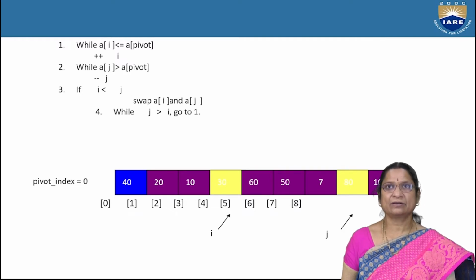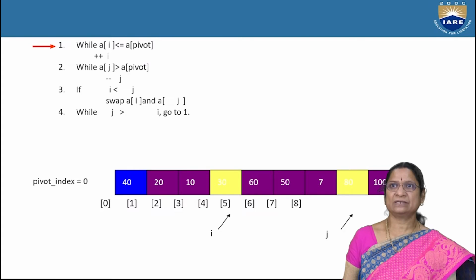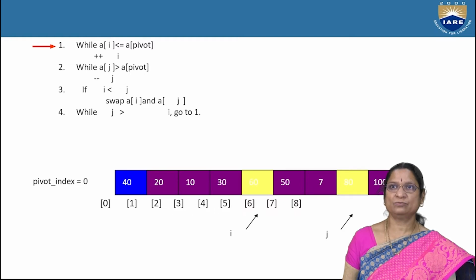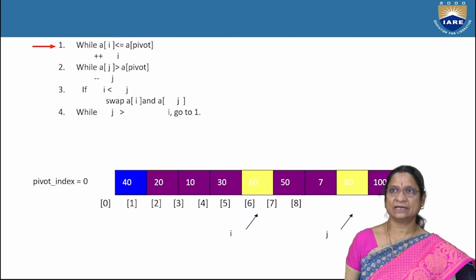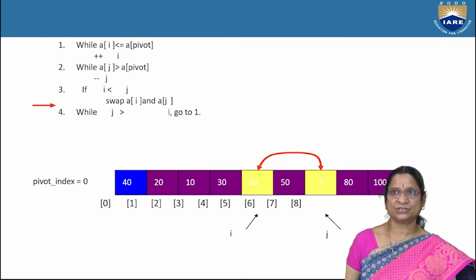30 is less than the pivot, so A of I is less than the pivot value, continue. When it moves to 60, A of I is greater than the pivot value, so it will stop. Coming back to j, 80 is greater than the pivot, so it continues, and then a value lesser than the pivot, it will stop. Then again interchange is considered: 60 and 30 are interchanged.